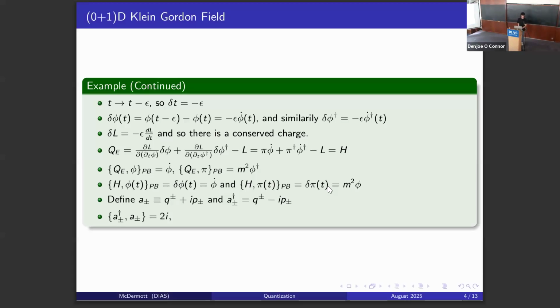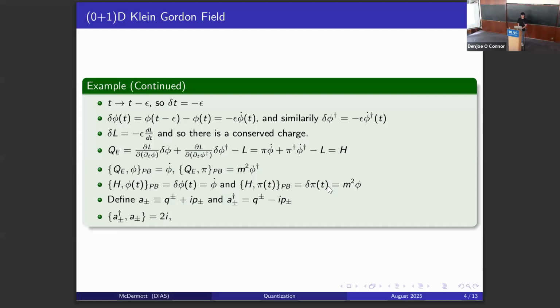We also have a time translation symmetry, where our variation in time is given by some epsilon. And we can see that our variation of our generalized coordinates is given here by minus epsilon phi dot and minus epsilon phi dot dagger.